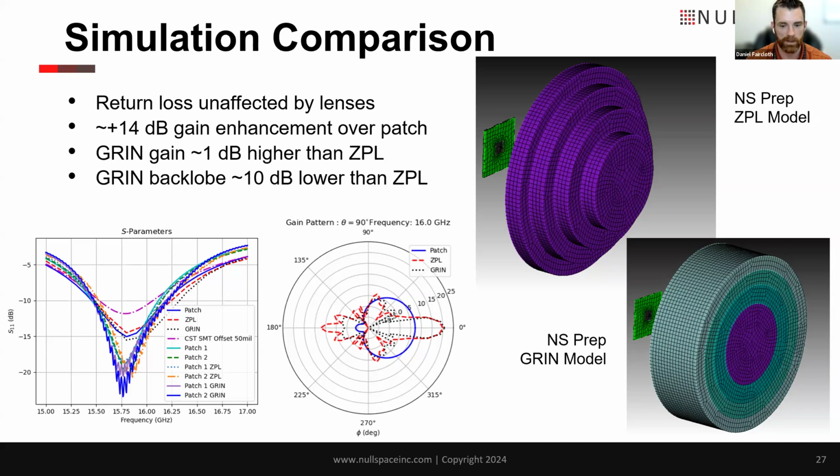Both provide a really nice gain enhancement, and lensing structures in general are providing an enhancement over a typical alternative antenna structure. So overall, very, very nice result. And as we go through webinar 2 and webinar 3, we'll talk in a lot more detail about how these were fabricated, how they were designed, manufactured, and tested. And so that concludes my section.